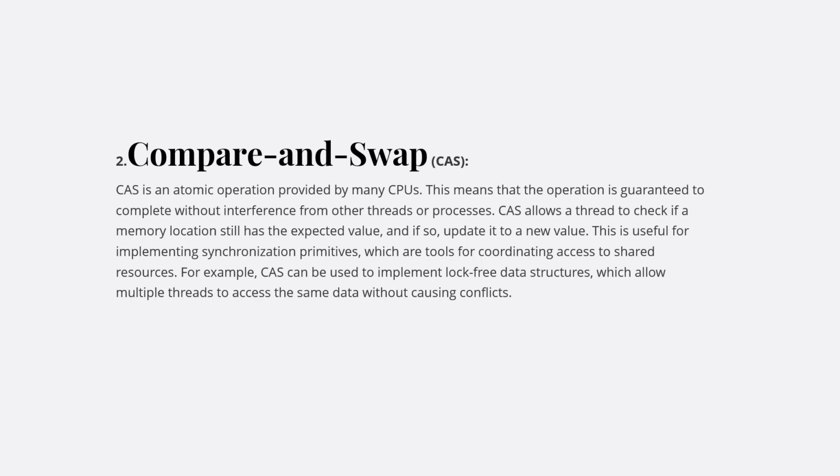The next one is mutexes and semaphores. Mutexes and semaphores are higher level abstractions built on top of atomic operations and locks. Mutexes provide exclusive access to a resource, while semaphores can be used to control access to a resource with a specified number of permits.